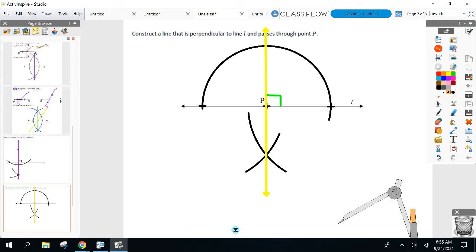I have a question. Yes, Matt, go ahead. Why couldn't you just draw a straight line through P? Why do you have to do all the construction? How do I know it's exactly 90? Oh, so this makes sure that it's perfect. Yep, and not like 89, 88 degrees if you tried to freehand it.